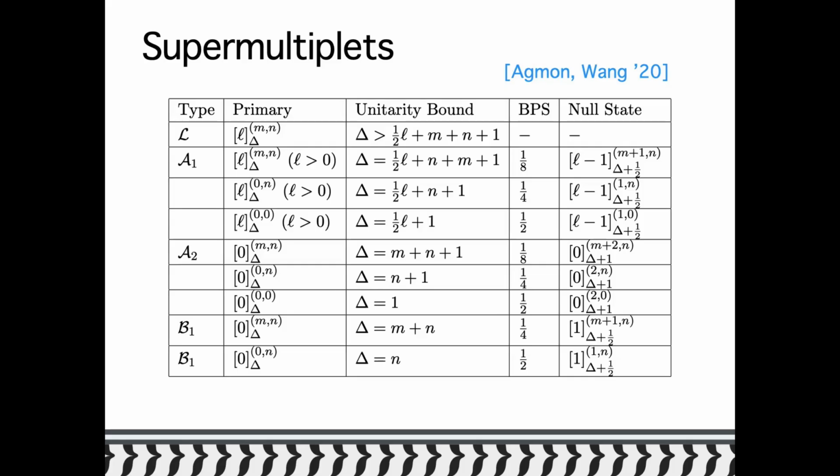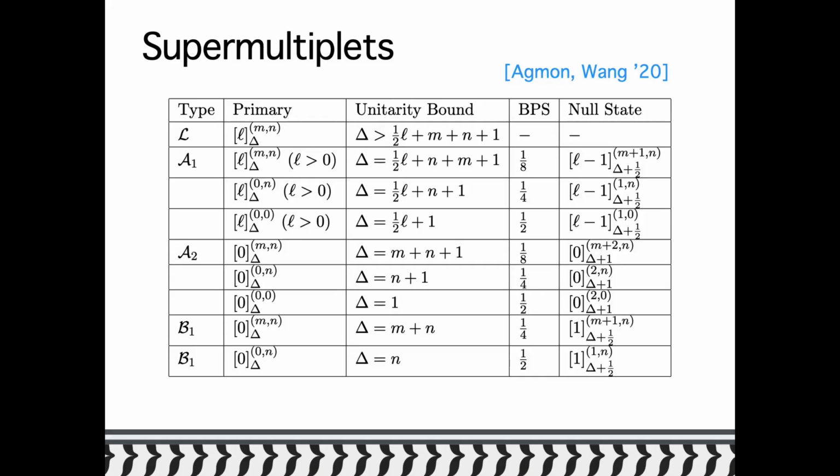These supermultiplets are associated with some super primary operator, and the super primary operator has SO(3) charge L, dimension delta, and SO(5) Dynkin labels M, N. Then what happens? You start with your super primary state, you act on it with various Qs, with your supercharges, and then you build other conformal primaries, which are superdescendants. They are superdescendants of the superconformal primary, but they are conformal primaries themselves.